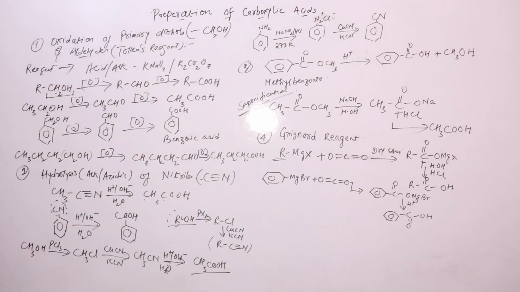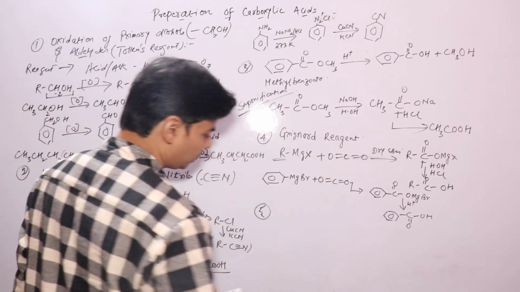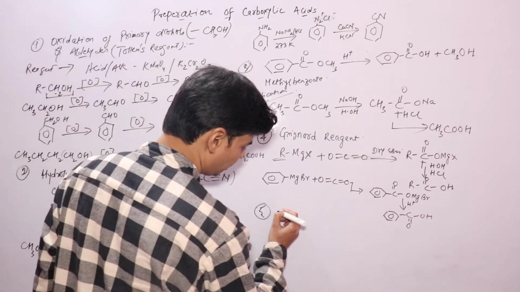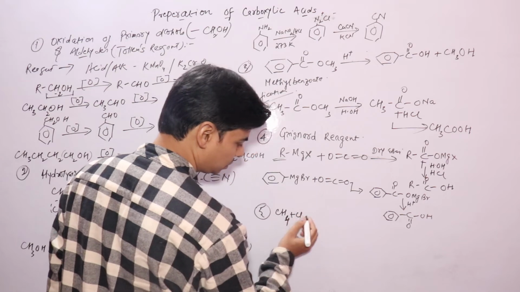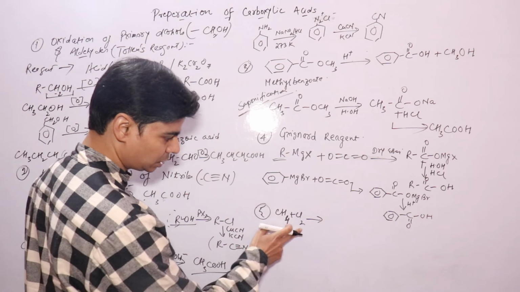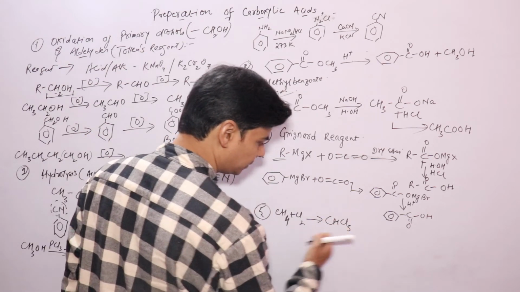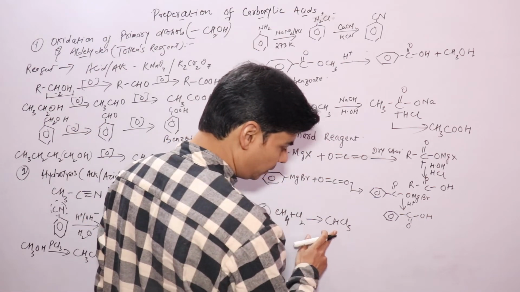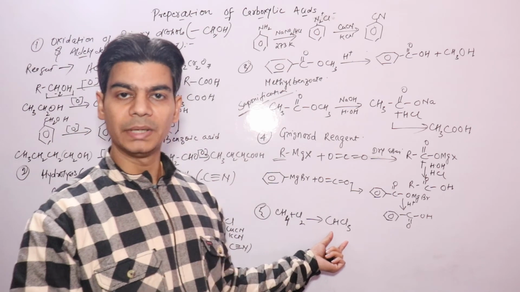So now let's look at another way. The fifth way is from trihalogen derivatives. Firstly, what are trihalogen derivatives? Say this is methane, if I react it with chlorine, trihalogen derivatives, that means 3 halogen groups will replace 3 hydrogen atoms to form CHCl3. This is your trihalogen derivative. So this trihalogen derivative will hydrolyze to form a carboxylic acid.